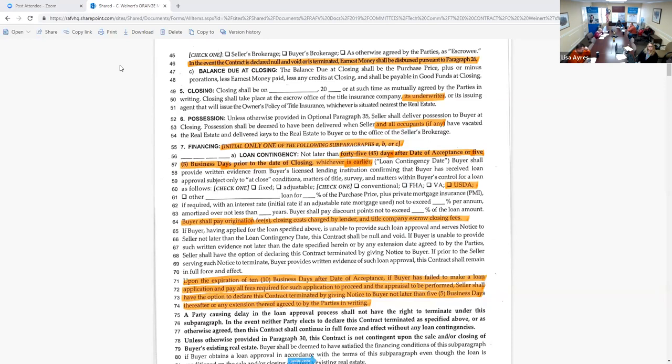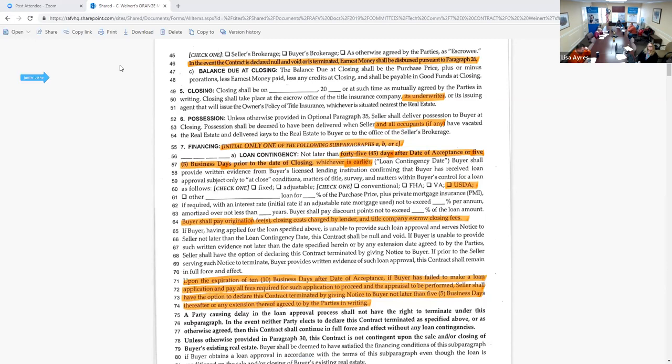On line 64, we've kind of expanded here. What was happening was buyers were oftentimes delaying their loan application until after home inspection issues were resolved. This was troubling. So we've tried to address this. All right, so we've done that a couple of ways, and I'm going to start on line 64. Buyer shall pay origination fee, closing costs charged by lender, and title company as escrow closing fee. So we've set out what buyer's obligations are going to be here.